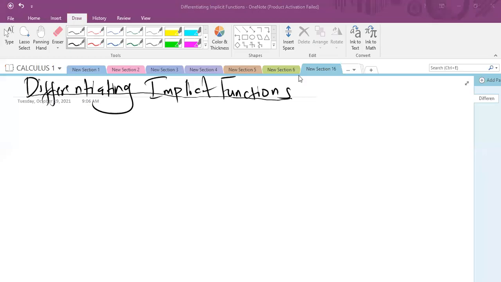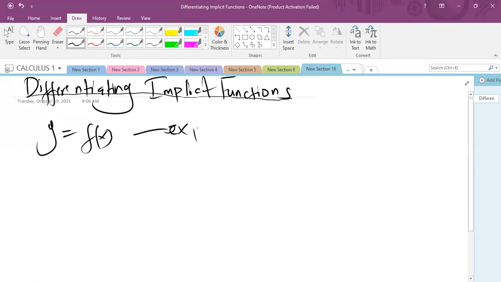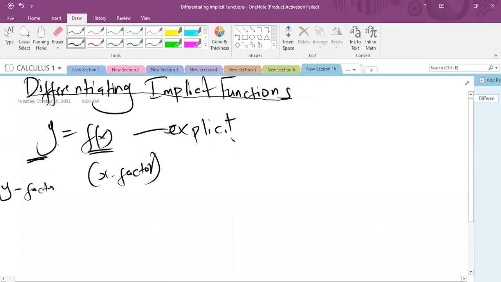Okay, guys. So when you have a function which you can write in the form y is equal to f of x, as in those are the functions that we were looking at initially, this function is said to be an explicit function, i.e. the x factors and the y factors can be written separately. You are able to separate the x factors from the y factors so that you're able to write them separately. That's an explicit function.